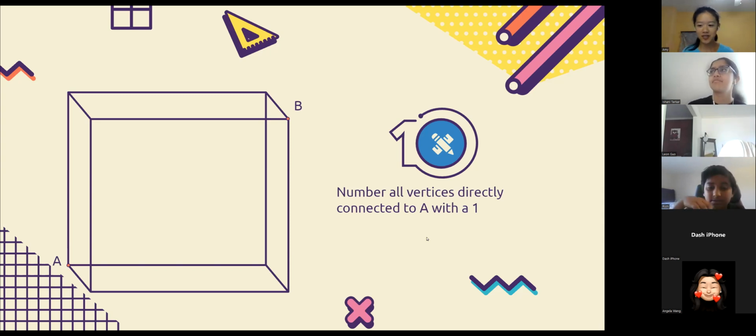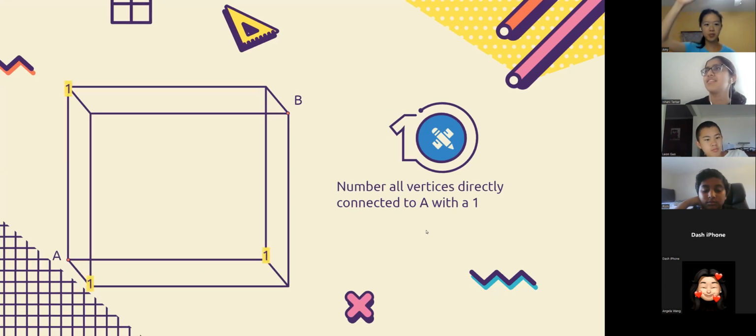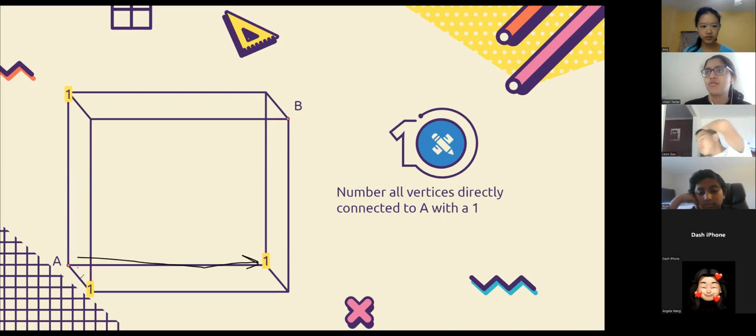So the first step is you number all of the vertices directly connected to A with a 1. This would mean that since you can flow up from A, right from A, and forward from A, you would number all 3 of these with 1.